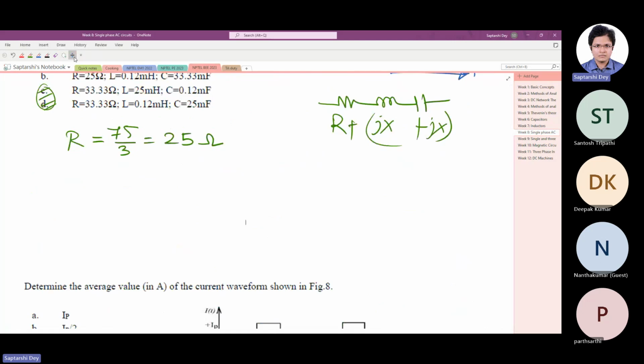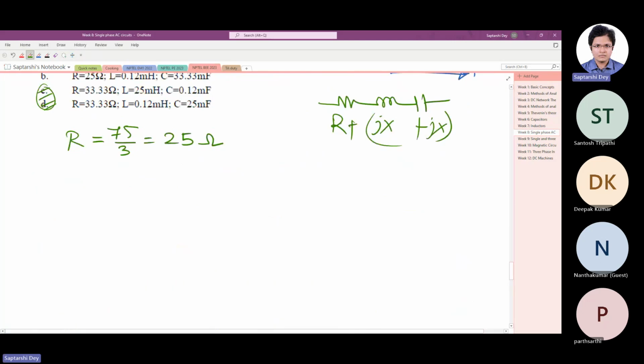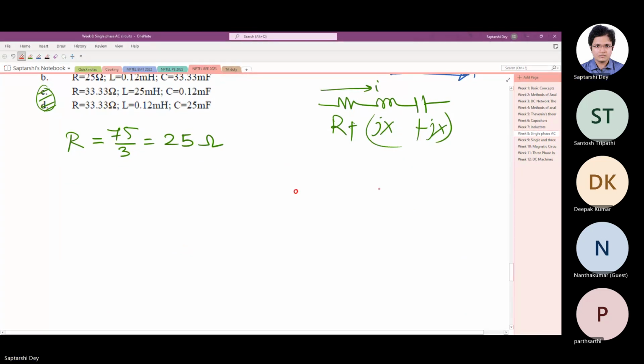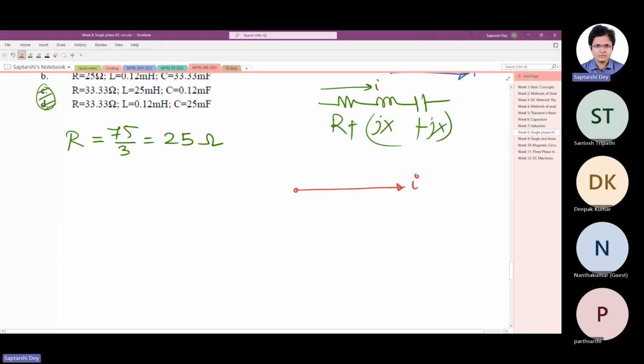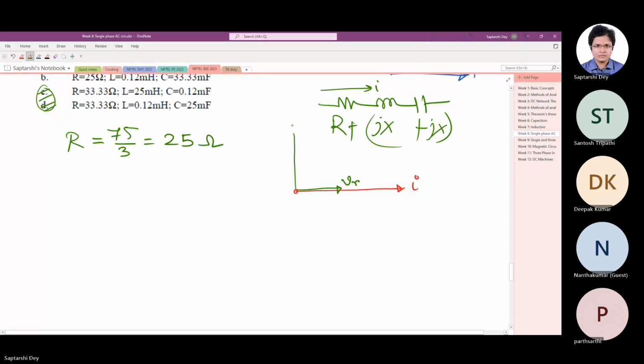Now this one is a series circuit. Series circuit means they all have the same current through them. So we have to take the current as a reference. This is the current flowing. Now we have to draw the voltages. So the voltage across the resistance is this. Voltage across the inductor will lead the current, and it will be large, VL. And voltage across the capacitor will lag the current, like this.